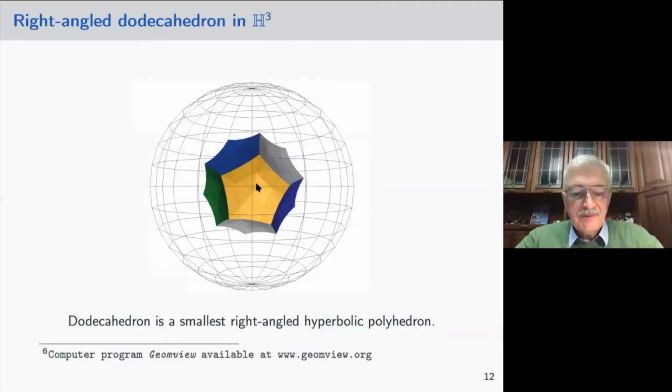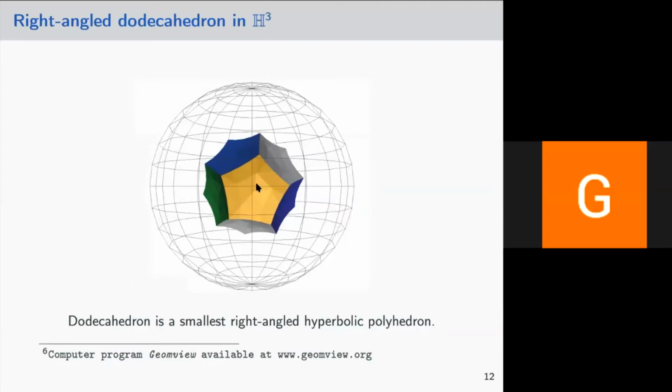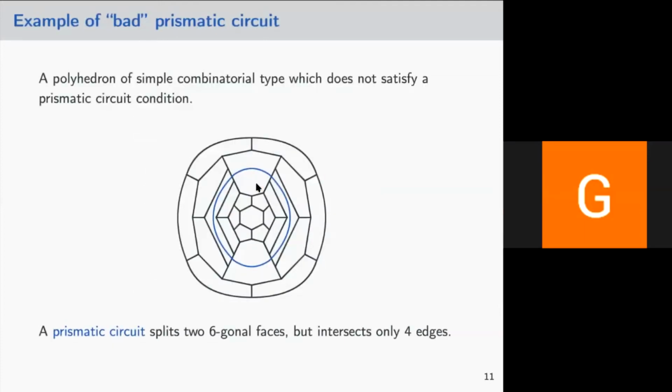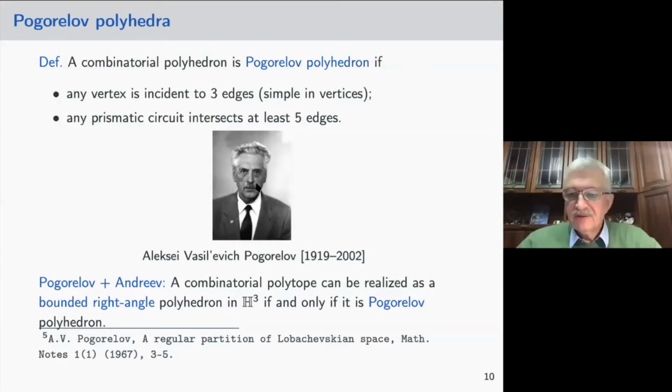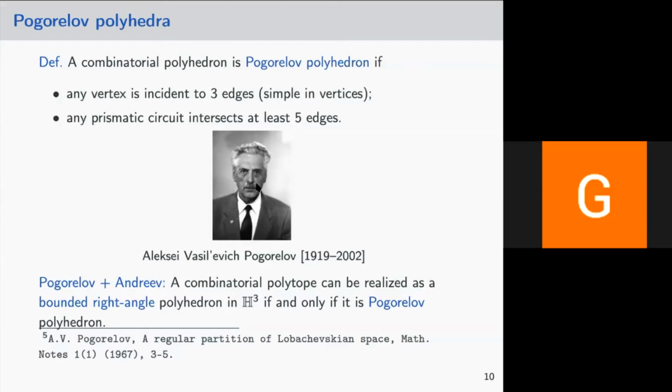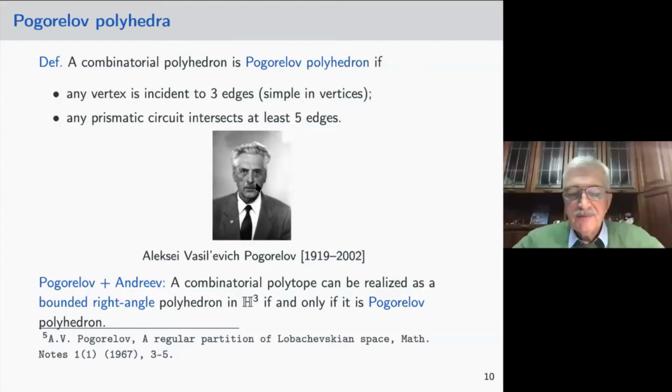Excuse me, can you return? I don't get the definition of prismatic circuit. Really, I didn't give a definition. On the slides, I just said that suppose you have a polyhedron and a closed curve on the surface of the polyhedron. It is a prismatic circuit if it separates 2 faces of the polyhedron.